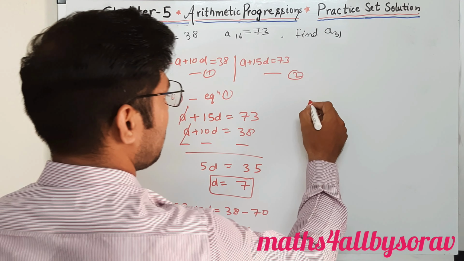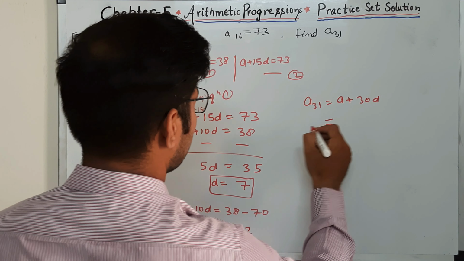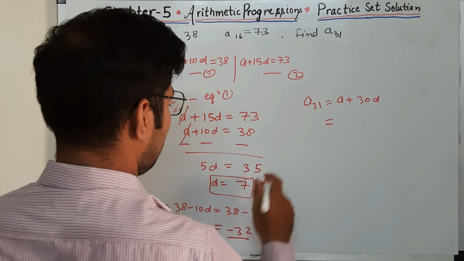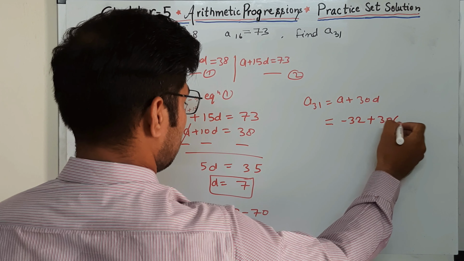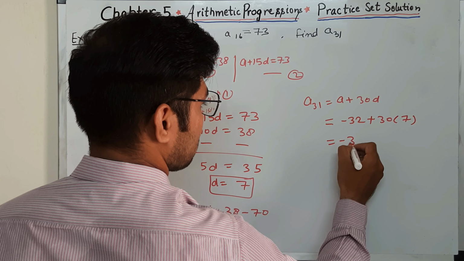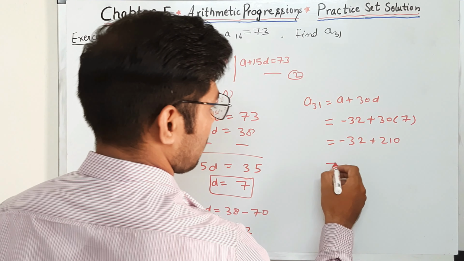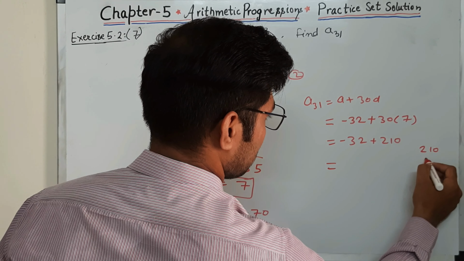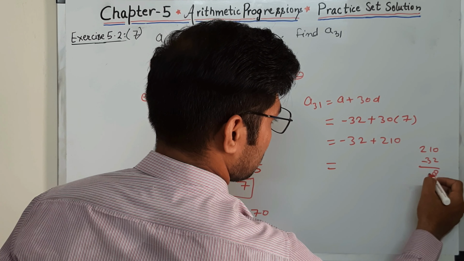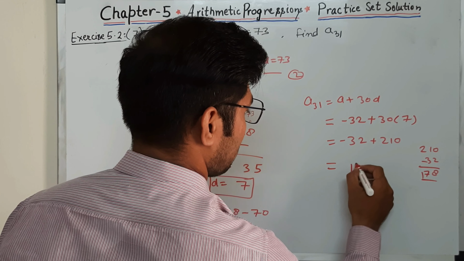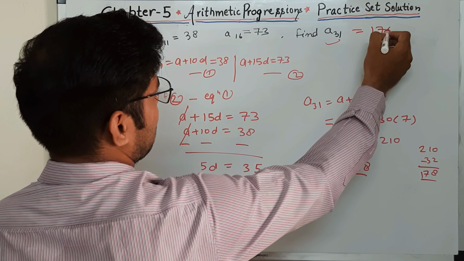So A31 is a plus 30d, which is a, we know, is minus 32. d is 7. You will get minus 32 plus 210, right? Okay. Then you will subtract this one. Okay, so A31 will be 178.